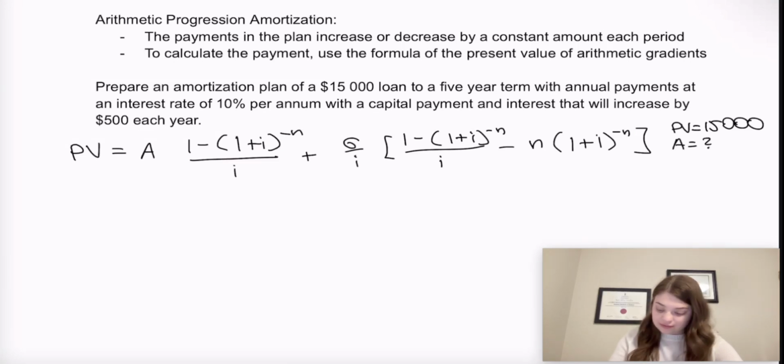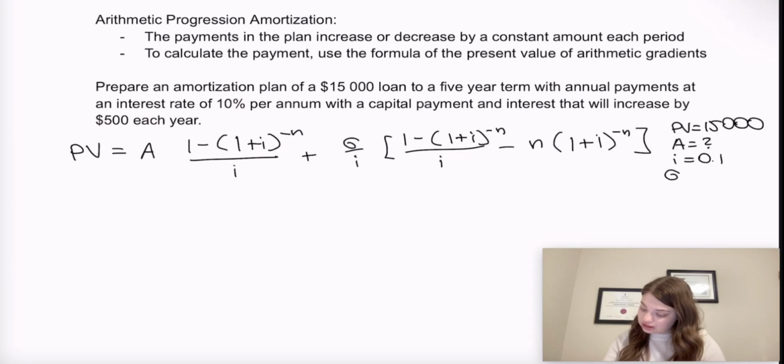Then we have i, the interest rate, which is 10% per year. We can keep it at 0.1 or 10% because in this case the amortization is yearly as well. It says it'll increase by $500 each year, so that's a set amount extra every year. And speaking of which, the gradient amount, g, is $500 because this goes up $500 every year. And then last but not least, we have n, which is the number of years. I think it said 5-year term. Yeah, 5-year term. Excellent. So n is equal to 5.